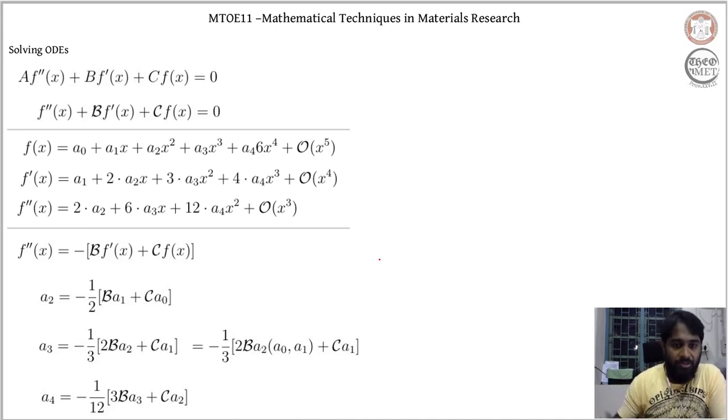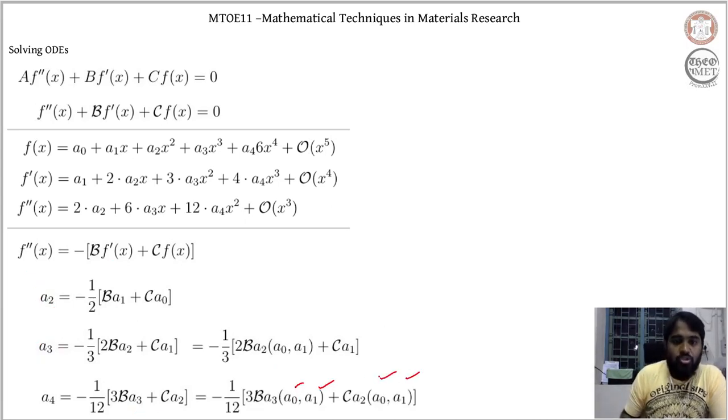My a4 can be written by equating the two expressions in the left and the right hand side. I have my a4 expressed in terms of a3 and a2, but we have already found that a3 can be expressed in terms of a0 and a1, and a2 can be expressed in terms of a1 and a0. So therefore my a4 can also be expressed in terms of a0 and a1. So all the originally unknown coefficients a2, a3, a4 can now be expressed in terms of the known coefficients a0 and a1, which can be associated with my initial position and my initial velocity.